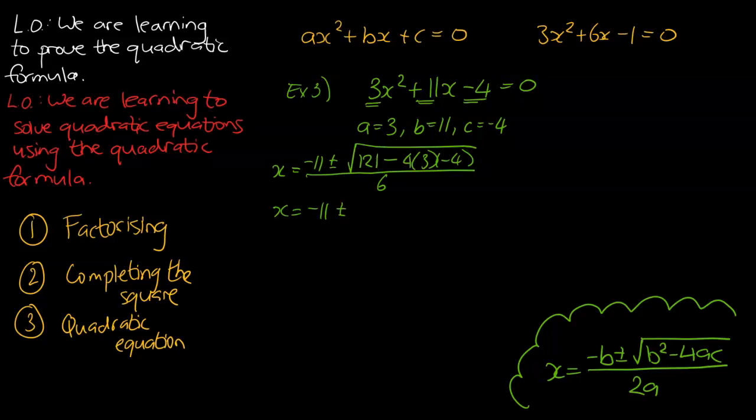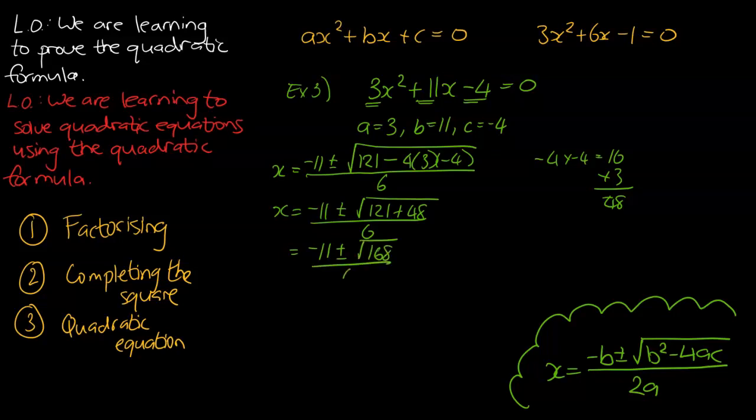So let's figure out what all this comes to. We've got negative 4 times negative 4, which is 16. That's times by 3, which is going to get us to 48. So we're going to be adding positive 48. So 121 plus 48, divided by 6. That's going to become negative 11 plus or minus the square root of 169, divided by 6. Oops, I've written 68. 169. Divided by 6. That's going to be negative 11 plus or minus 13, because that's the square root of that, divided by 6. So we're going to have x1 will be plussing it, which will be 2 over 6, which is 1 over 3, and then x2 will be equal to minus, that's negative 24 over 6, which is negative 4.